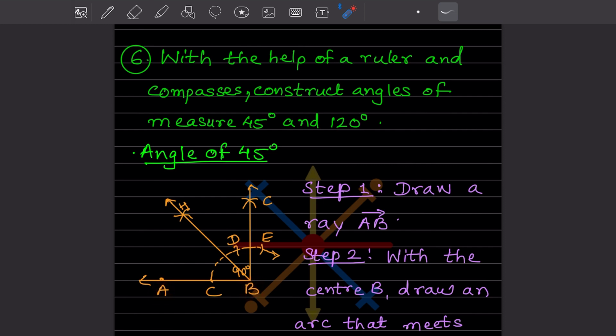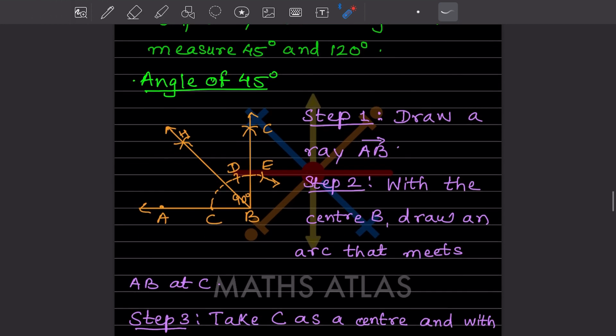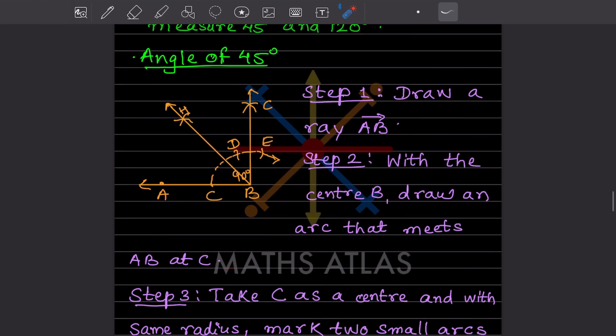With the center B, you will take the center and draw an arc. So what are you going to do? From here, you are going to draw this one arc like this. And then you are going to name this, so draw an arc that meets AB. So that is meeting AB at this point C.